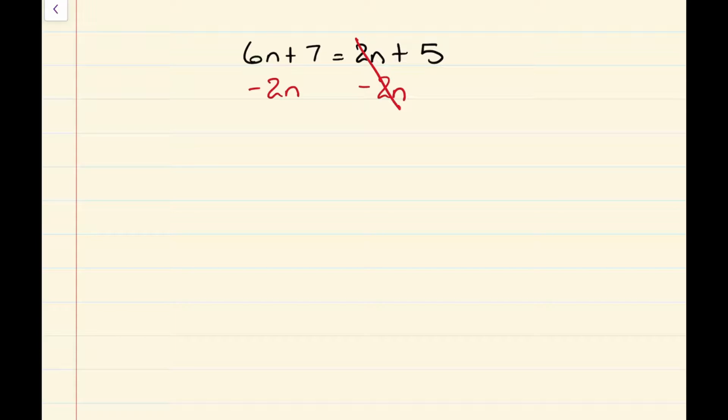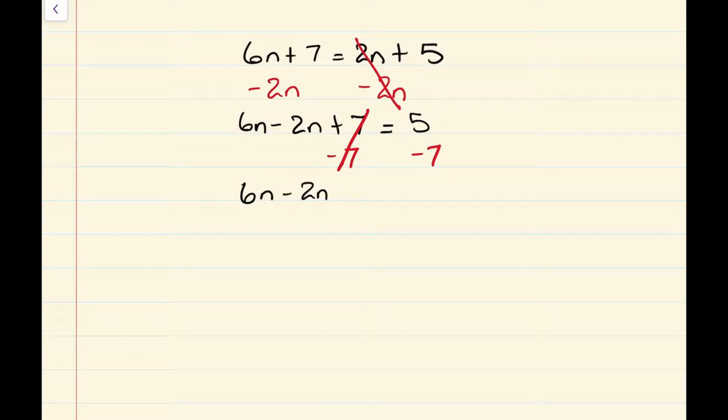So then we'll have 6n minus 2n plus 7 is just equal to 5. And now what we're going to do is subtract 7 on both sides, because plus 7 cancels out with minus 7. So then the resulting equation would be 6n minus 2n is equal to 5 minus 7. And of course, 6n minus 2n is just 4n, and 5 minus 7 is negative 2.